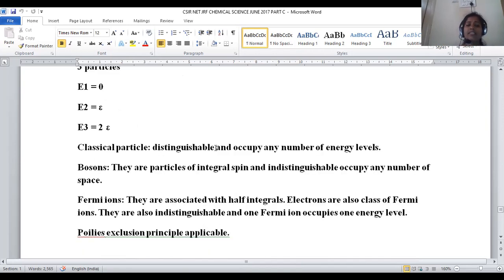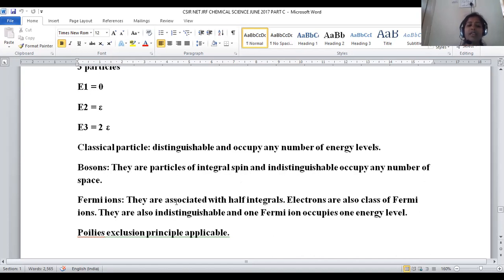Then the classical particle is the distinguishable particle. We can locate it in a particular manner. So it will be distinguishable and can occupy any number of energy levels. Boson is defined as a particle of integral spin. They contain integral spin and are indistinguishable. We can't locate them in a particular space. Indistinguishable particles are known as bosons, and any number of energy levels can be occupied by these bosons.